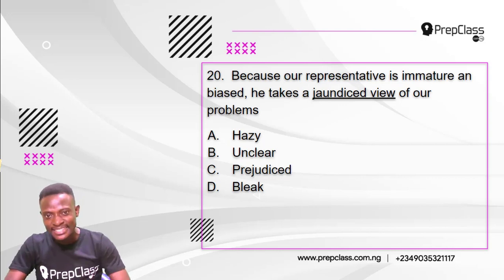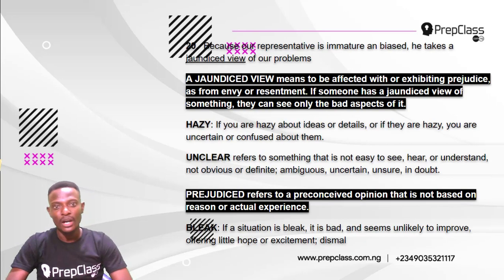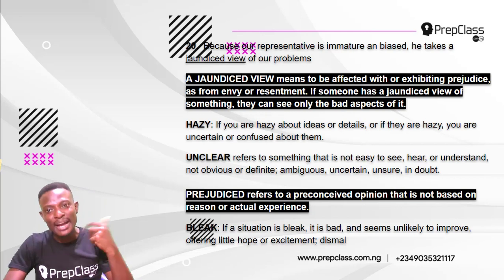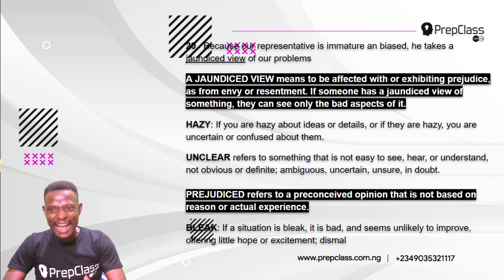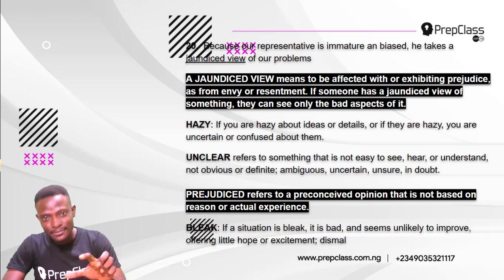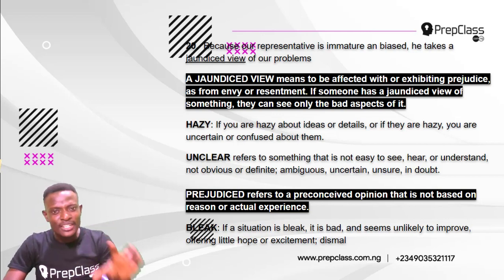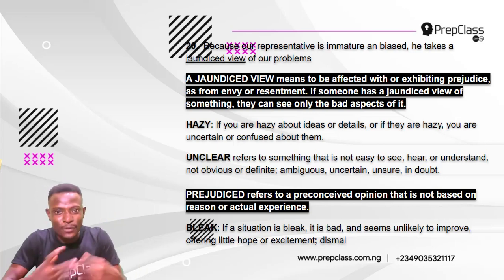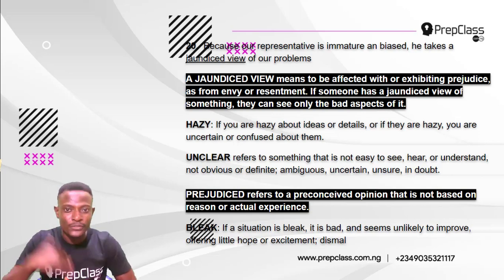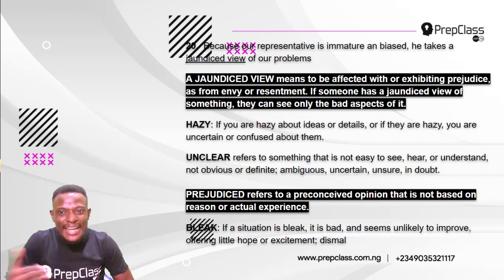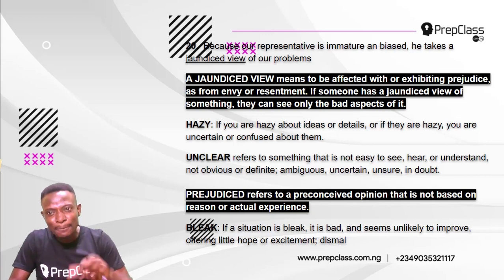Option A, hazy. Option B, unclear. Option C, prejudiced. Option D, bleak. Now, a jaundiced view means to be affected with or exhibiting prejudice. Exhibiting prejudice, to be unfair. A jaundiced view means to be affected with or exhibiting prejudice, as from envy or resentment. If someone has a jaundiced view of something, they can only see the bad aspects of it. There is a prejudice already.